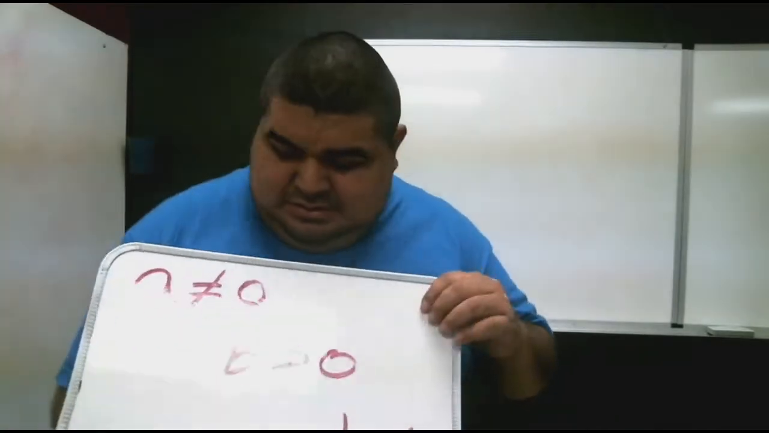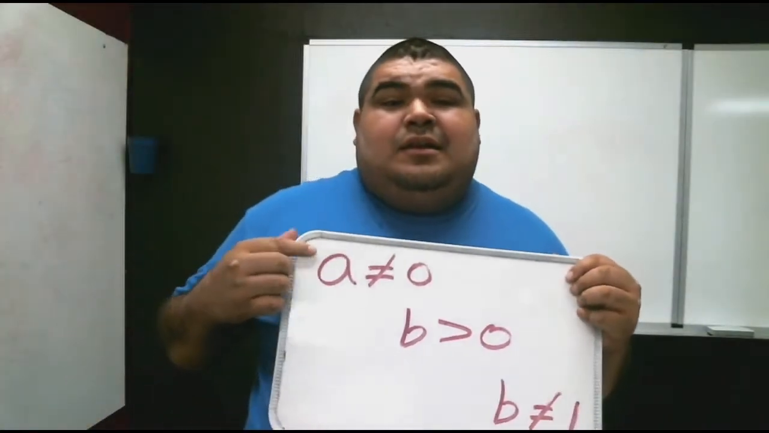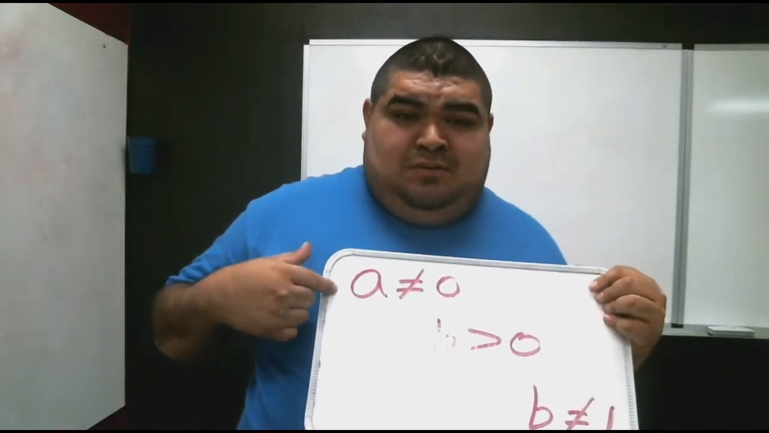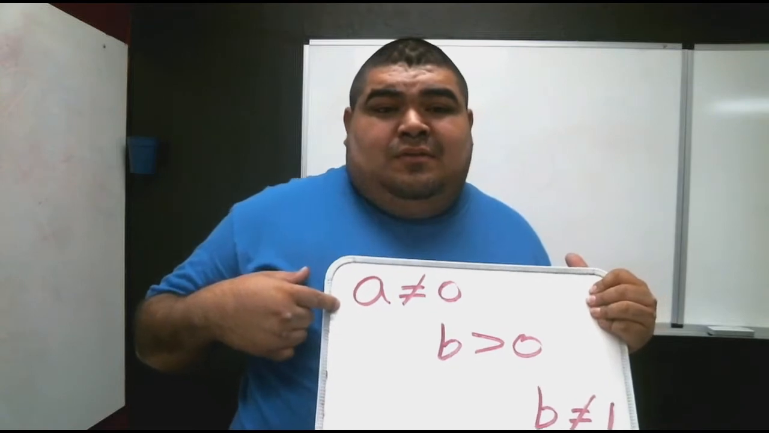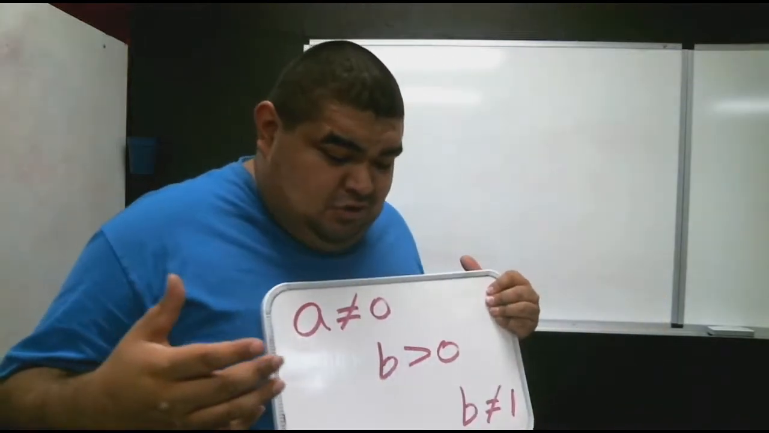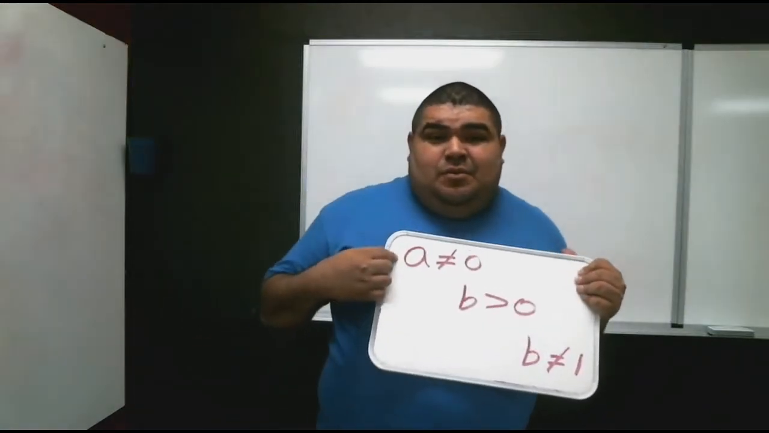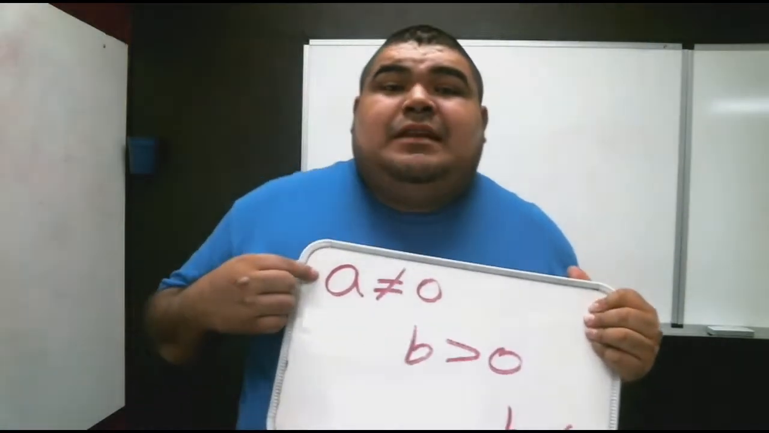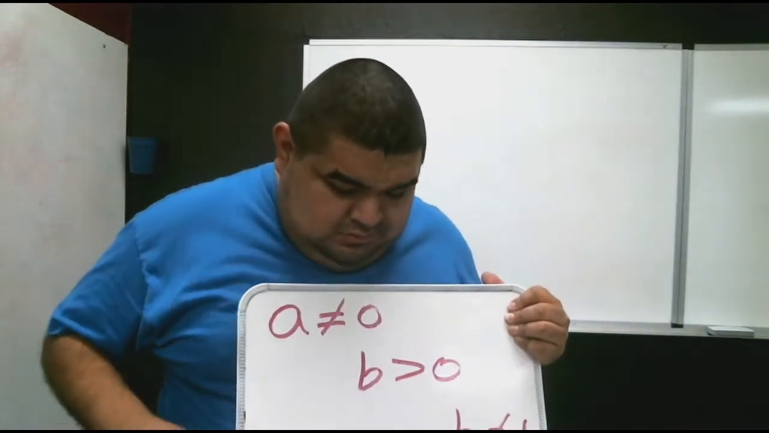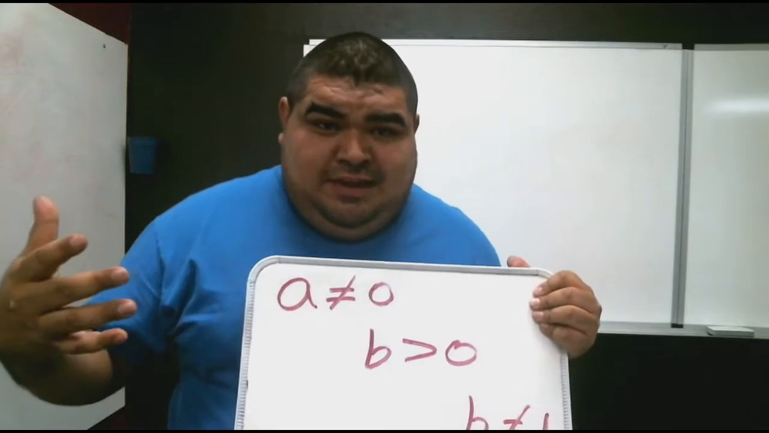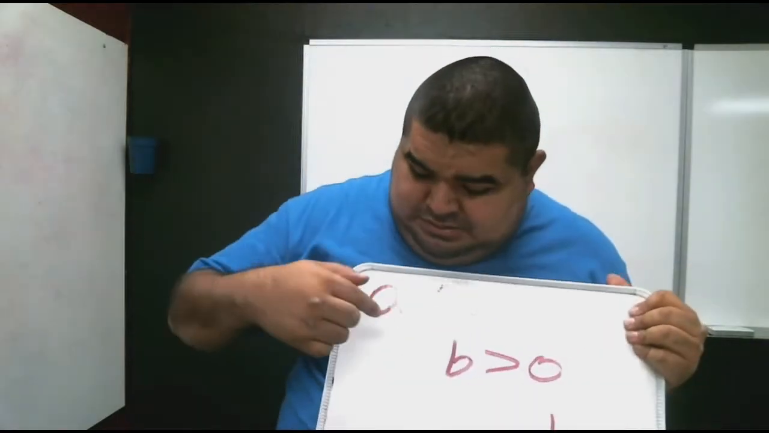a cannot be 0. It has to be bigger than 0. If it's 0, it's not a function. If it's something smaller than 0, meaning a negative number, then it's just a horizontal line. It has no growth, no decay.